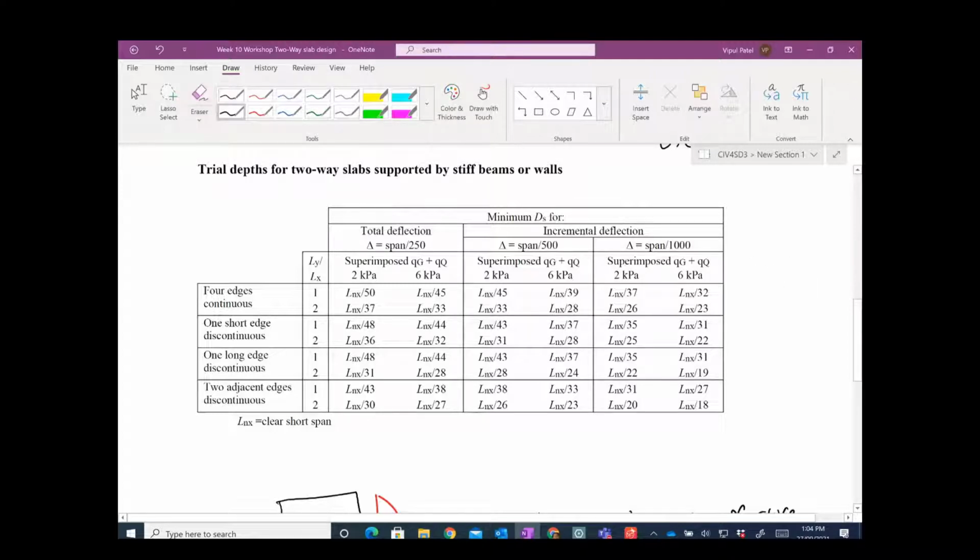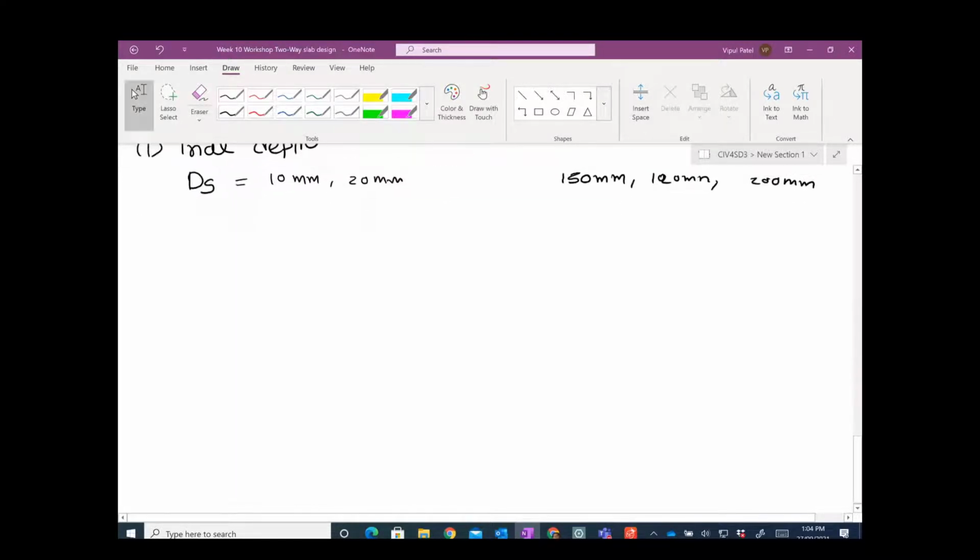So how do you read it? Four edges continuous, one short edge discontinuous, one long edge discontinuous, two edges discontinuous. There are four different cases given to you. That's how you read it. You can find ly on lx. For our case, we can find it out. Generally, we need to use lnx.